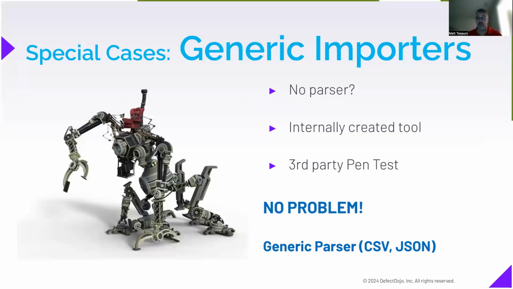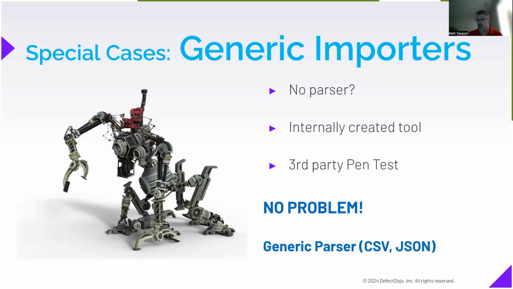Anyway, then in the final special case, if you are doing those manual tests, you don't have to necessarily type them in. DefectDojo has a generic importer that allows you to take a CSV or JSON formatted whatever you want and upload it into DefectDojo. So if you happen to have a tool that we don't have a parser for, we've had cases where customers had internally created tools, and obviously we don't have a parser for those.